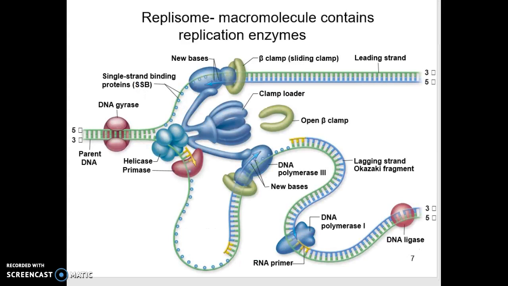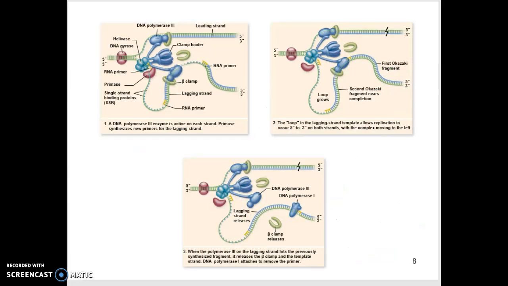So where we left off last time was talking about this thing called the replisome. This is a macromolecule that contains replication enzymes. It's this crazy, octopus-like structure that has all these different pieces and parts that enable prokaryotic cells to replicate very rapidly. The goal is identical copies, but we all know mistakes happen. It will occasionally mess up, and this creates new variations and new strains of bacteria.